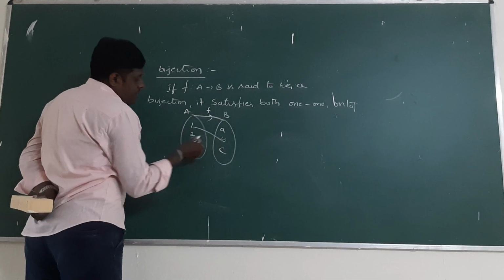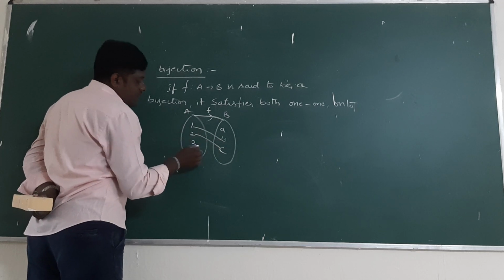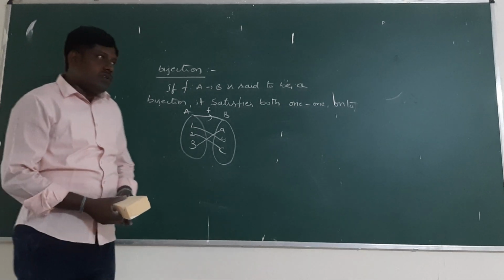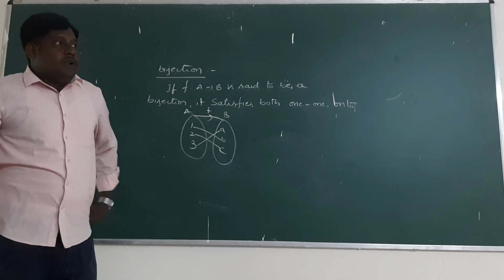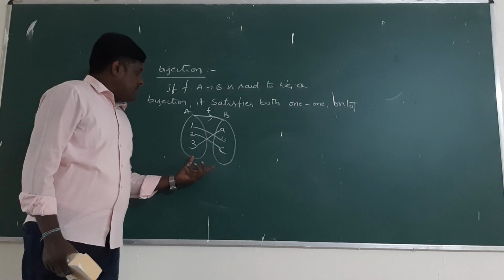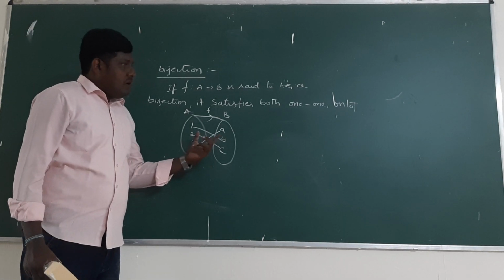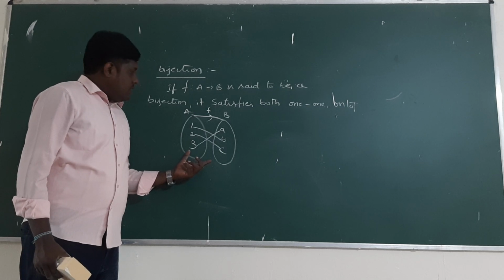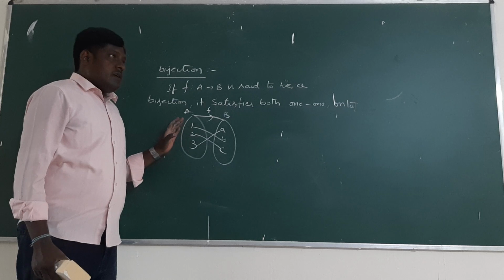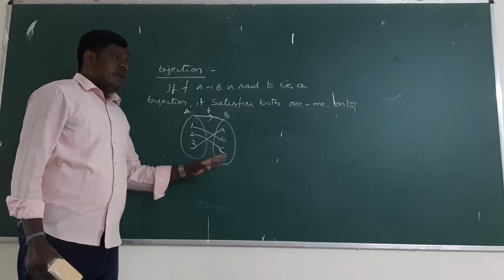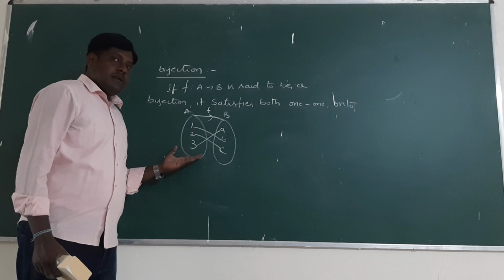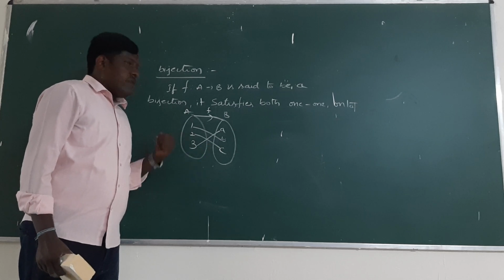One is mapping with B, 2 is mapping with C, 3 is mapping with A. Is it bijection or not? Once observe, this function satisfies both one-one and onto. Check: what is the definition of one-one? Different elements of A have different images in B. If that condition is satisfied, so it is a one-one function.